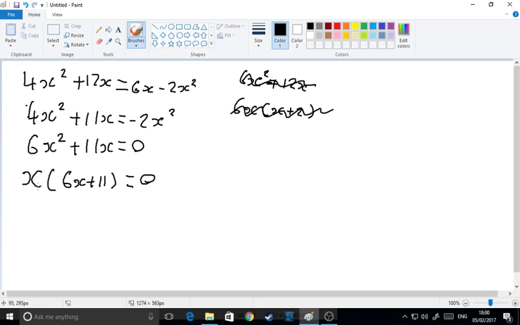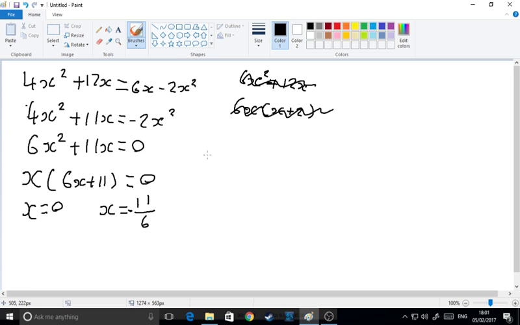Well, obviously, because we have to make one of them 0, x is going to equal 0, and 0 times whatever would end up here, which would be 11, would be 0. So one of the roots is 0, and the other root is going to be minus 11 over 6. Because if you put that in there, 6 times minus 11 over 6 is going to be minus 11. Minus 11 plus 11 is 0.